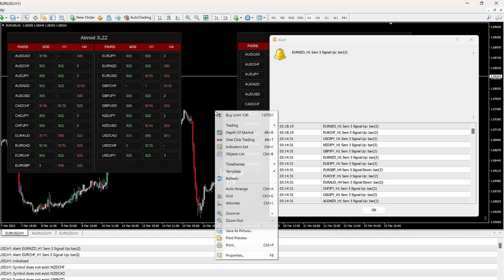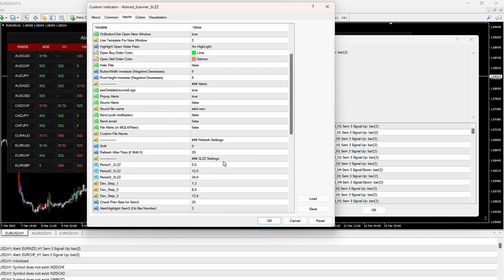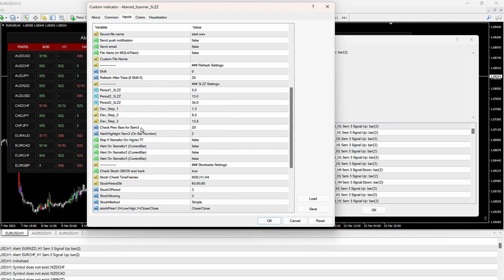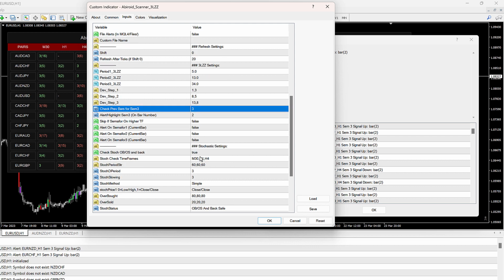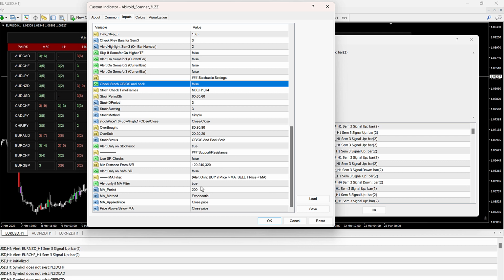And I'll just set the, instead of having 20 previous bars, I'll just set this to 3 so that it only checks the past 3 bars. And I'll also set this stochastic to false so that we can only focus on the MA. This is also false.